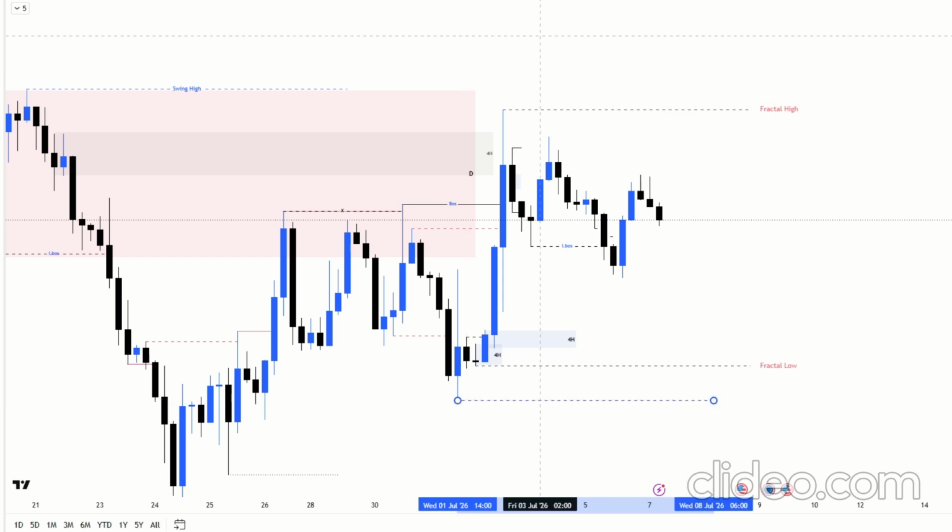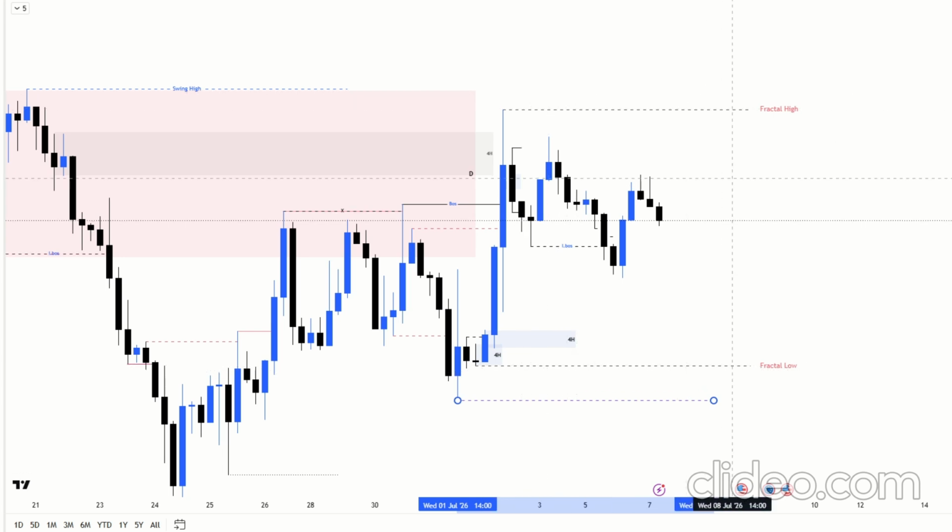Meaning we have this fractal low and this fractal high. The price started having this bearish indication that we may be having a bearish price action to the downside. But as you can see, the low is way far and the high is too far.